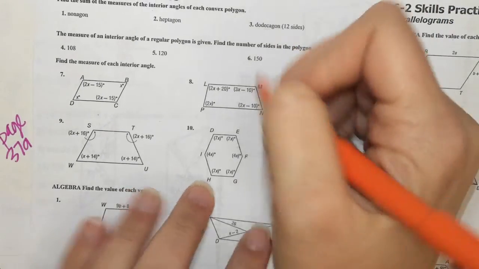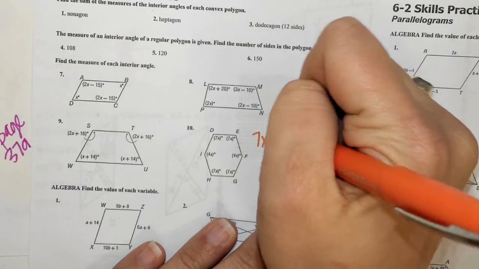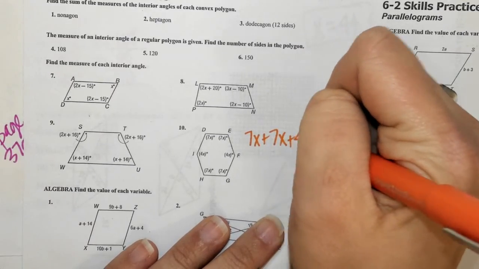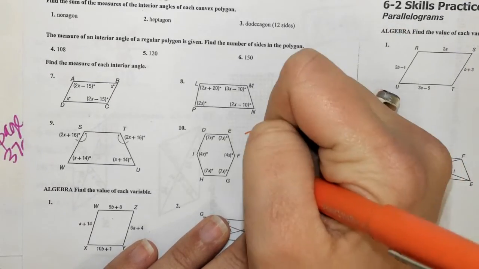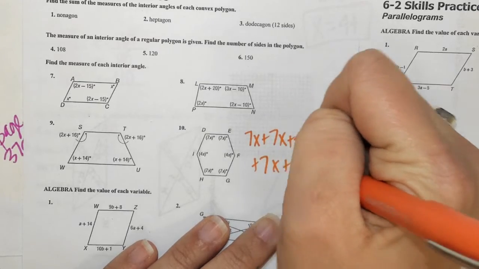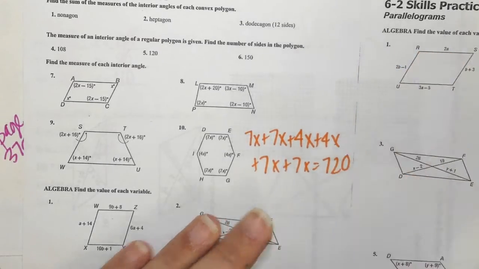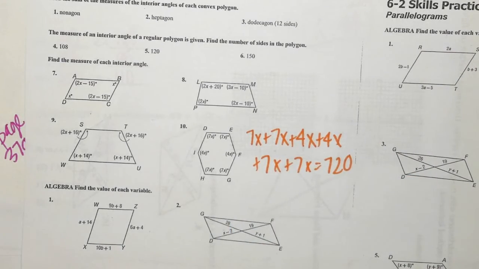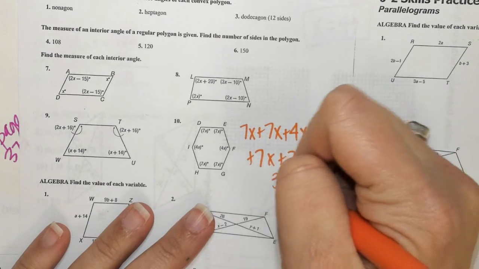720. All right, so we would do 7x plus 7x plus 4x plus 4x plus 7x plus 7x equals 720. 14 plus 14 is 28, and 28 plus 8 is 36.